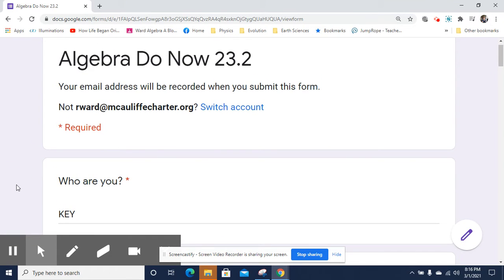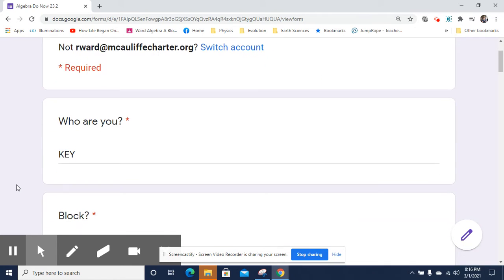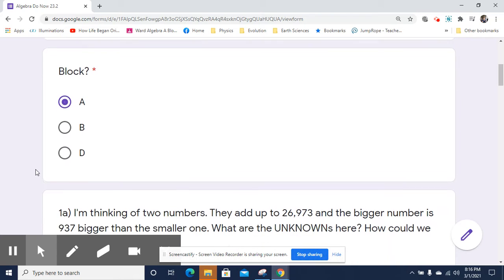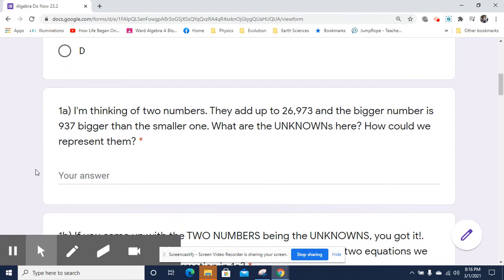This is a video key for Do Now 23.2, week 23, day 2. So here we go. I am thinking of two numbers. They add up to 26,973. And the bigger number is 937 bigger than the smaller one.